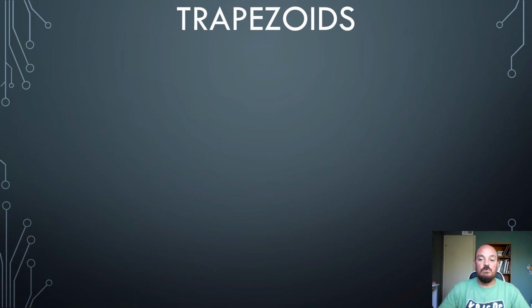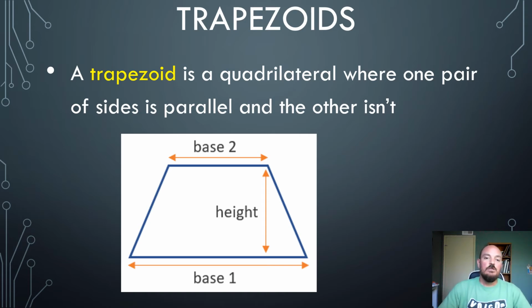Okay, I want to do area of one more quadrilateral with you today. And first, let's review what a trapezoid is. So a trapezoid is another quadrilateral, 4 sides, where one pair of sides is parallel, but the other isn't. And there's a picture right there. So the top and bottom, although it doesn't have to be the top and bottom, you can kind of draw one on its side like this. But you have 2 parallel sides, we call those the bases.